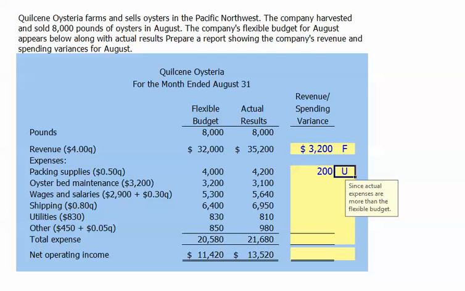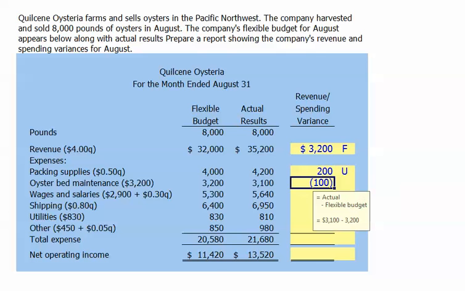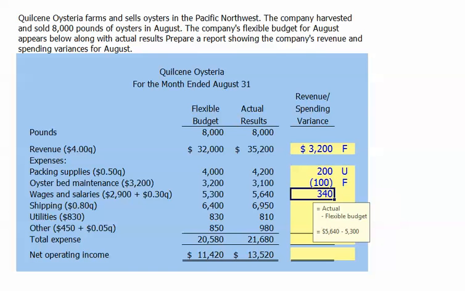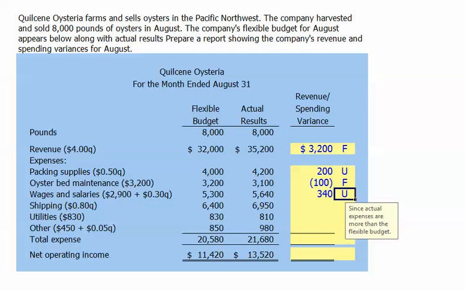For oyster bed maintenance, our actual expenditures were $100 less than we would have budgeted or expected at an activity level of 8,000 pounds. So our variance is a favorable expense variance. Our wages and salaries expense, our actual expenses were $340 higher than our flexible budget amount. Since our expenses are higher, we would say this is an unfavorable variance.